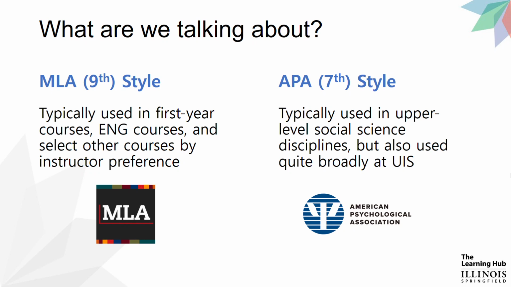Now, as you can see, the MLA is on its 9th edition currently, and the APA is on its 7th edition. Both of these are relatively new, but new editions do come out periodically to update citation styles, writing styles, and other things that come along with these guides to ensure that we are up to date with the current trends in the world.